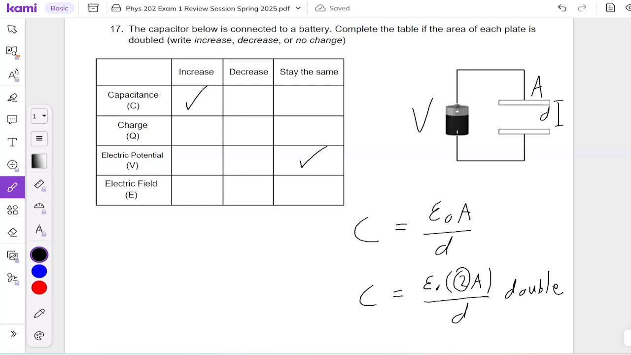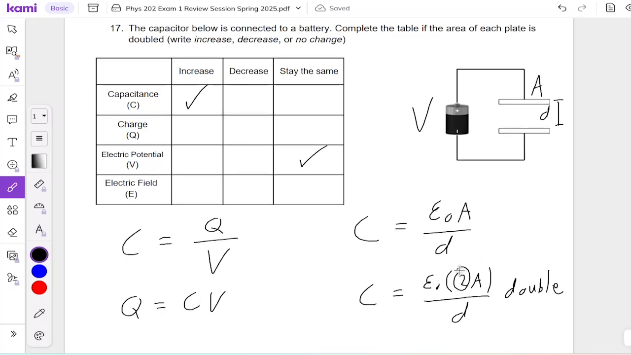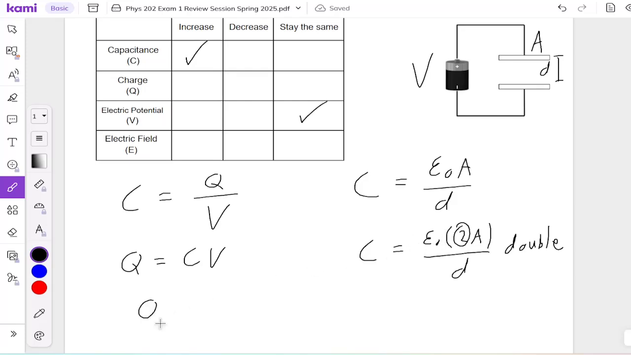Okay, now how are we going to find charge? This is where I go to C equals Q over V, that equation. I should solve for Q by multiplying both sides by V. Remember, V stayed the same, but like I just said a minute ago, C doubled. So Q equals 2C times V. Again, we can see the charge will double.